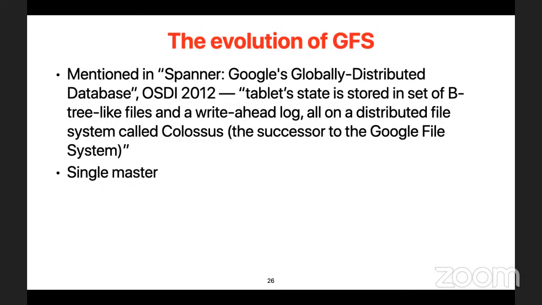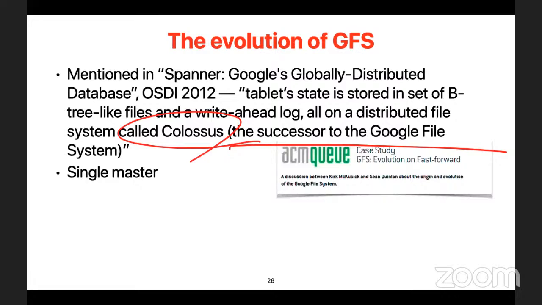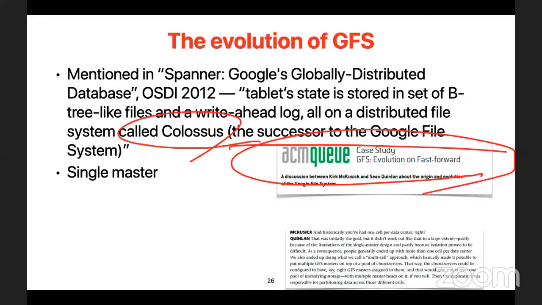So they briefly mentioned in an OSDI 2012 paper that they have a file system called Colossus as the successor to the Google File System. And regarding the single master issue, they have a very brief discussion with an ACM editor in an interview. So if you're interested, there is an interview in ACM Queue, a magazine published by ACM, where they have a case study on the status of the Google File System at that time.